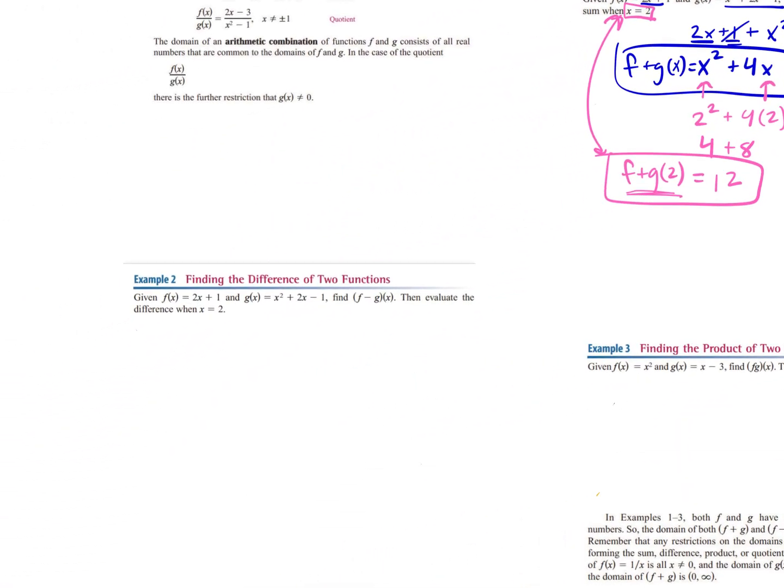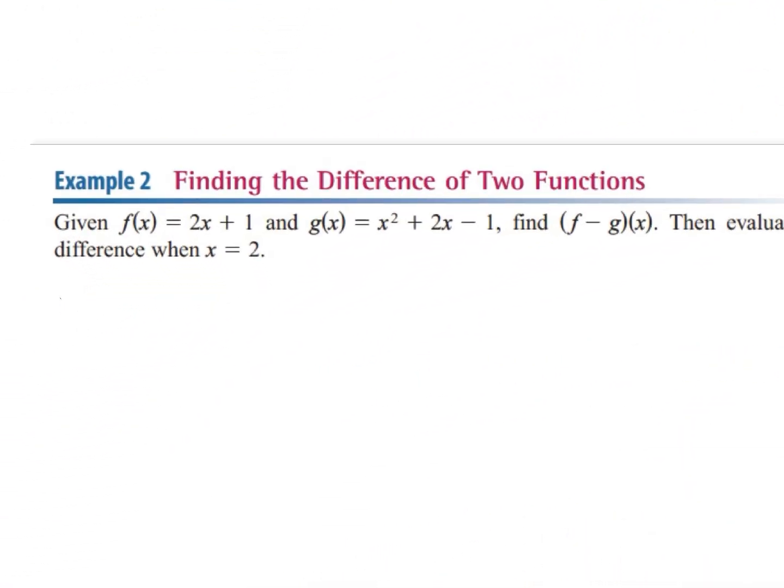We're going to go to example 2 on the left. Here it says find the difference. It asks us for f minus g of x. It could also be written as f of x minus g of x. These mean the same thing. So they're asking for the same thing. So we're going to subtract.